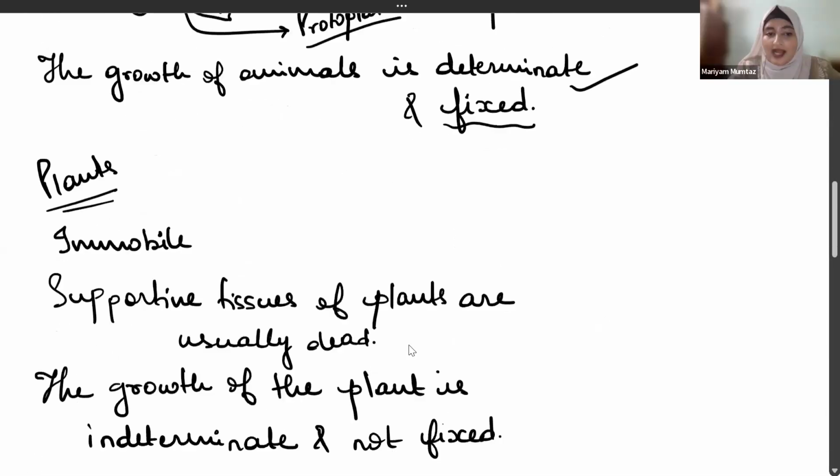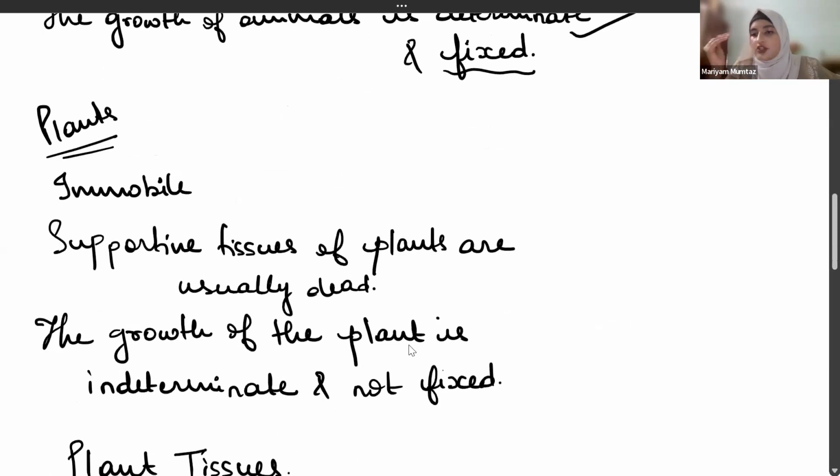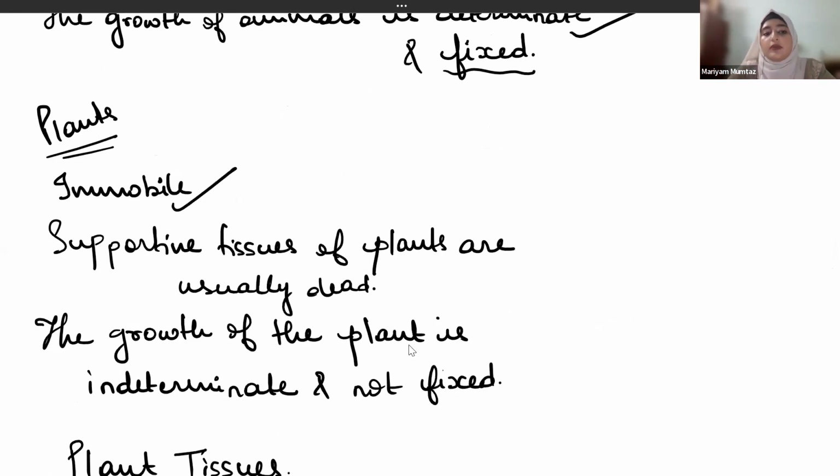But in the case of plants, the height does not stop. It keeps on going and going and going. The plants, you must have seen trees, big trees are there. The trees are so big because the tissues keep on dividing. Now, since plants are immobile, meaning they cannot move from one place to another, they are fixed at one place.